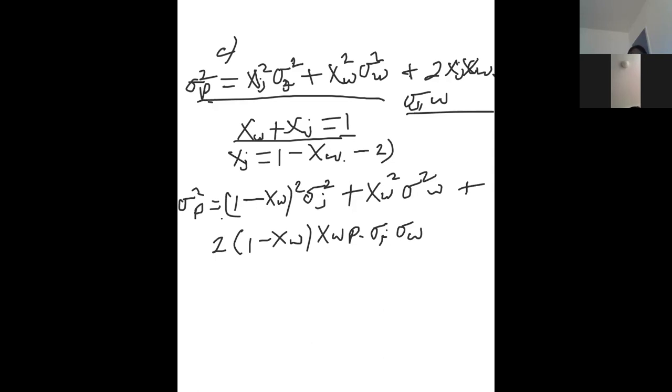Now, because our target is what? To minimize. Anytime you hear of minimize in mathematics, it means you differentiate the function with respect to the variable that you are looking for, which in this case is Sj. So I'm going to differentiate the variance of the portfolio with respect to Sj, and then you set it equal to 0. Then you make Sw the subject.